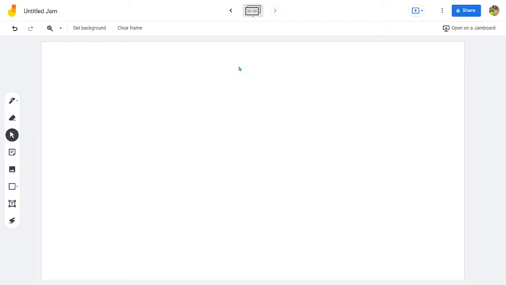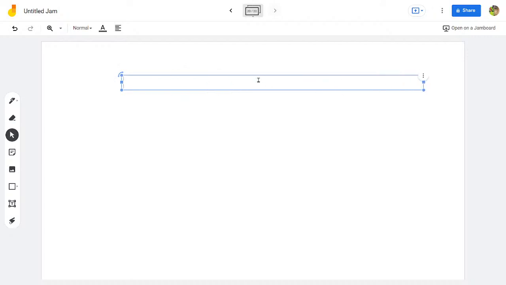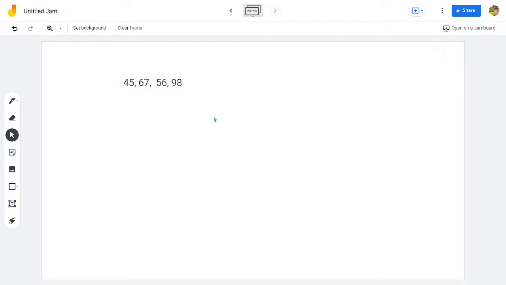Now let's say we have 3 or 4 numbers given together. I would start with 2-digit numbers because that would be quite easy for you. So 45, then 67, 56 and 98. Let's try comparing these 4 numbers and we will try finding the smallest and the biggest number. So smallest number.